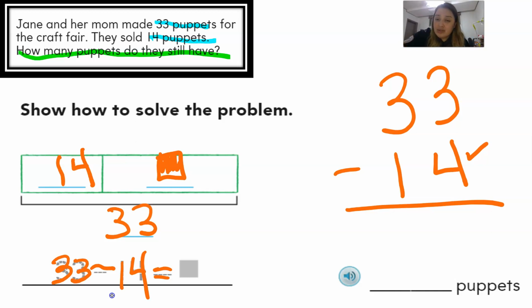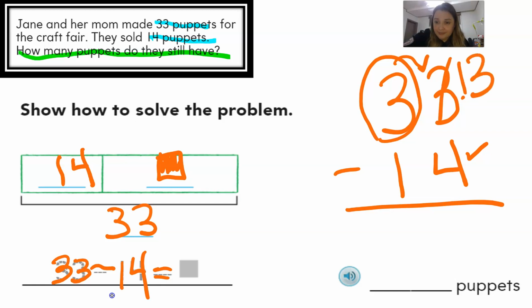So I'm going to go to this nice neighbor here and ask him for a 10. I'm going to have to regroup. So this 3 asks the neighbor, hey 3, can I please have a 10? And this 3 is so nice and gives them a 10. So 10 plus 3 is equal to 13. And this 3 is no longer 3 tens. It is now 2 tens. Okay? So 13 minus 4 is equal to 9. And 2 minus 1 is equal to 1.